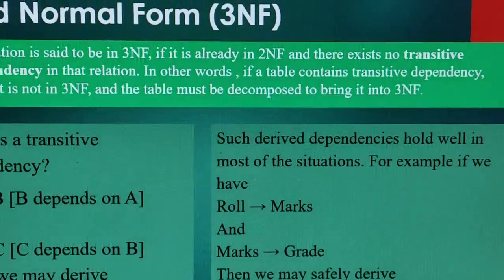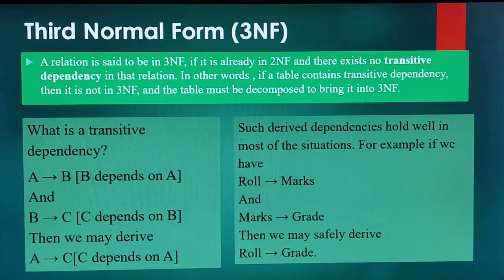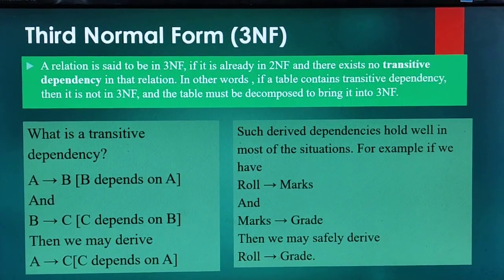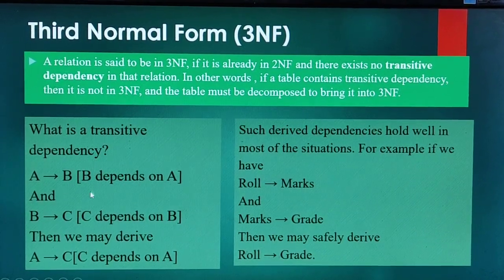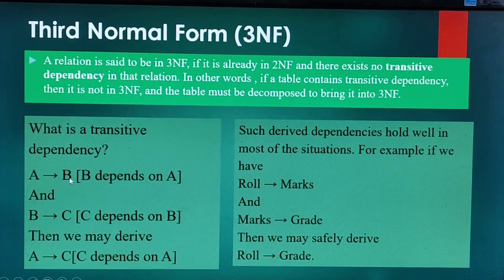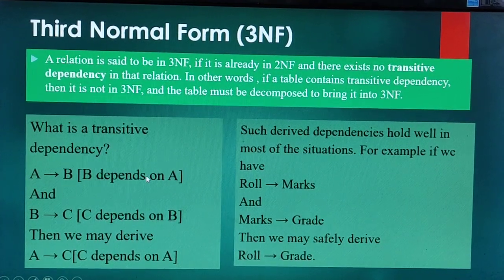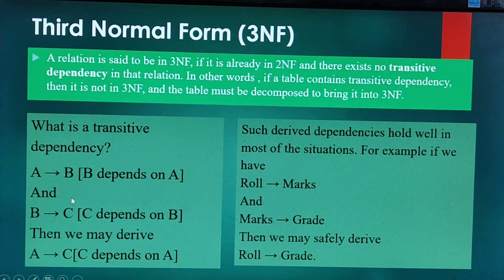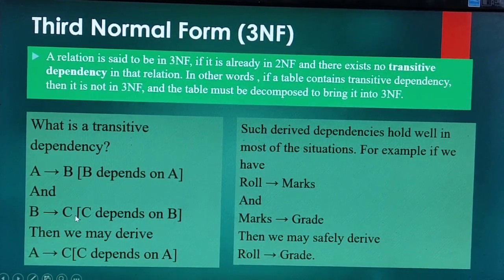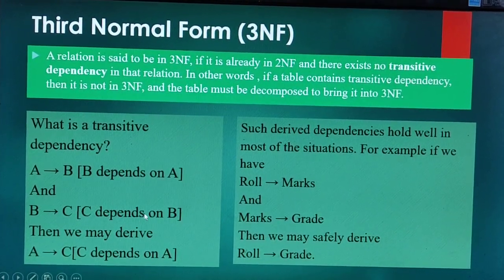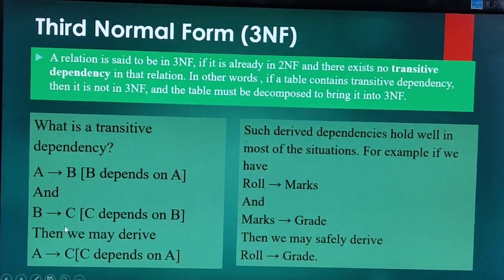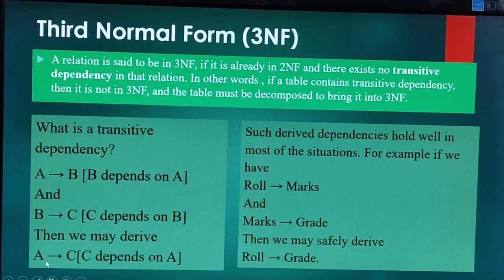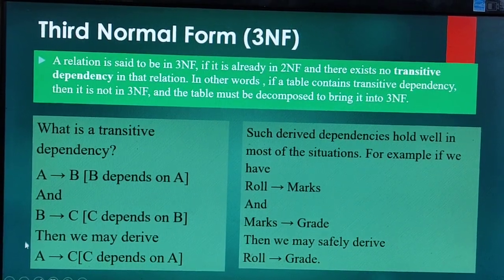In this slide you can see how we can prepare transitive relations out of different attributes. So what is a transitive relation? You can see A to B here. B is dependent on A, that's already there. And second, we have B to C, that is, C depends on B. So now it is derived or inferred that A to C, that is, C is dependent on A.